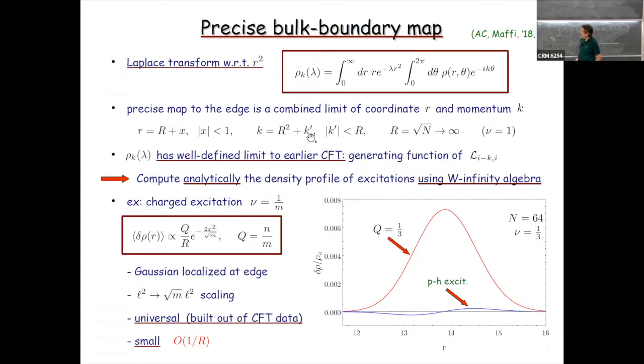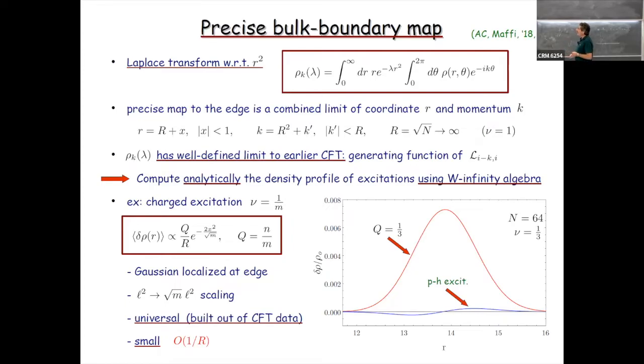This is the range for which the dispersion relation is linear, so linearization of the dispersion relation. And so this is a combined limit of momentum and position. So I can do the calculation doing this limit straightforwardly and get the earlier conformal field theory on the edge, but also the R dependence, more general, or R dependence completely.